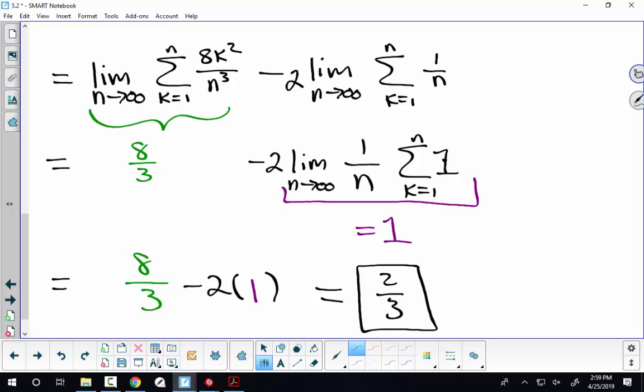Okay, so the net area from 0 to 2 on x squared minus 1, from the function to the axis, is 2/3. Does anyone have any questions on that example?